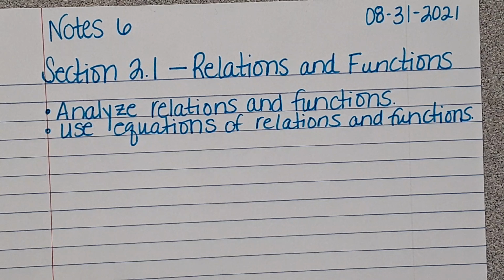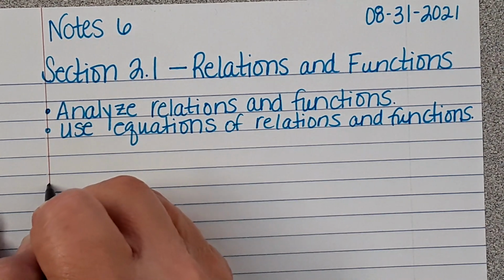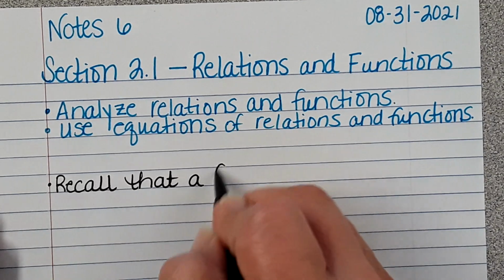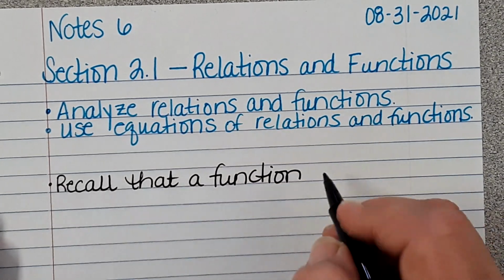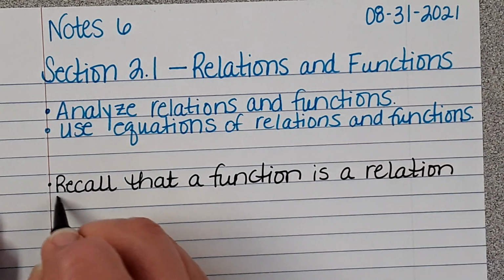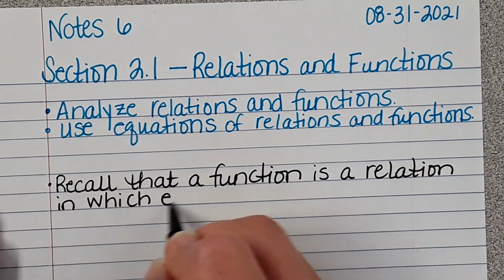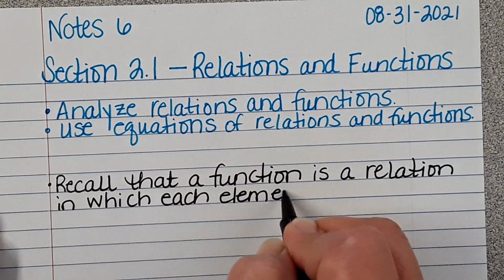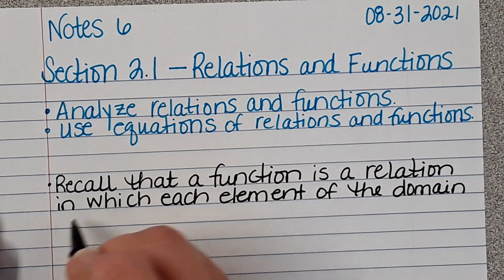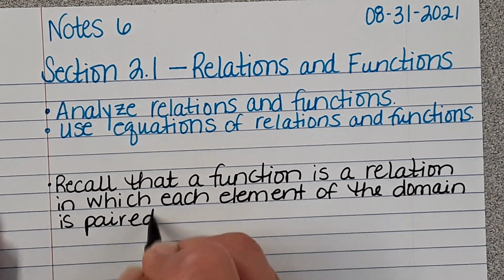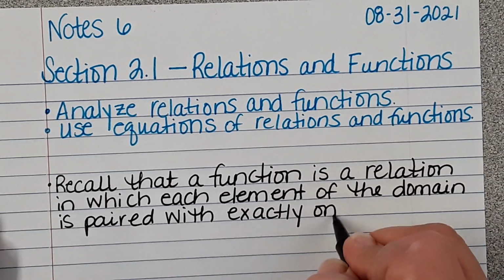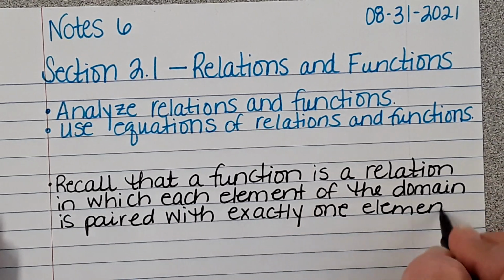So we're going to use input values to find output values. So we're going to need to recall that a function is a relation in which each element of the domain is paired with exactly one element in the range.